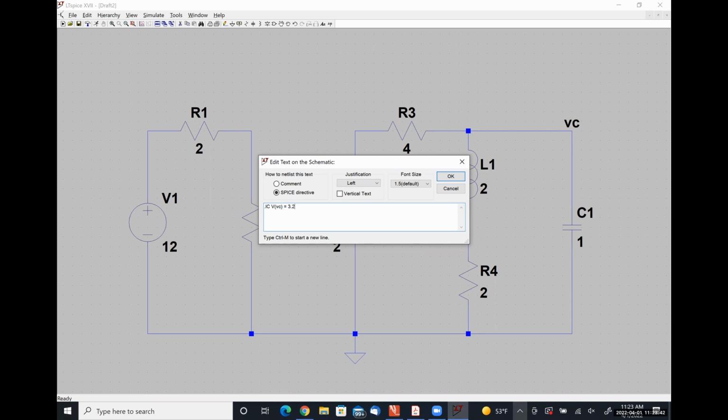Now I can do an entirely different SPICE directive, or I can type Control M and it'll give me a second line, and I can include the initial condition on the inductor current in the same code. So Control M gets me to the second line, .ic, and then the current through inductor L1. What was the inductor current at t equals 0 plus? 0.6? 1.6, thank you. Those are my initial conditions.